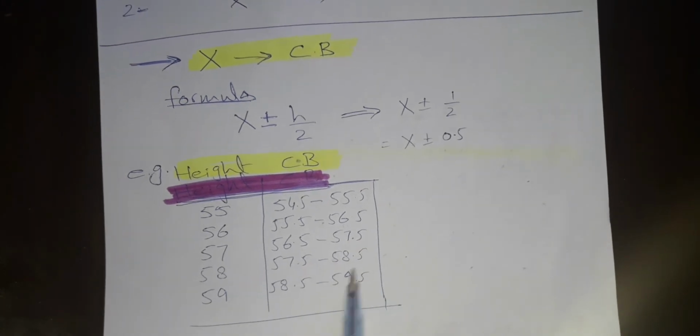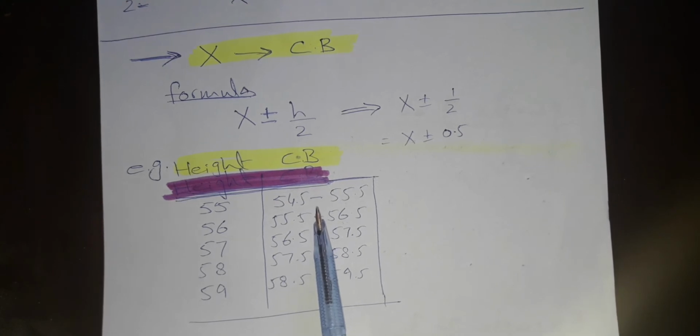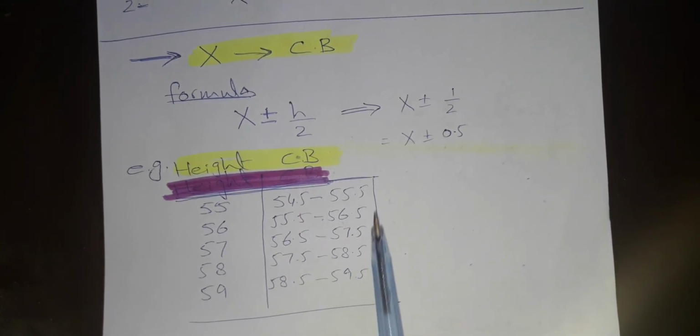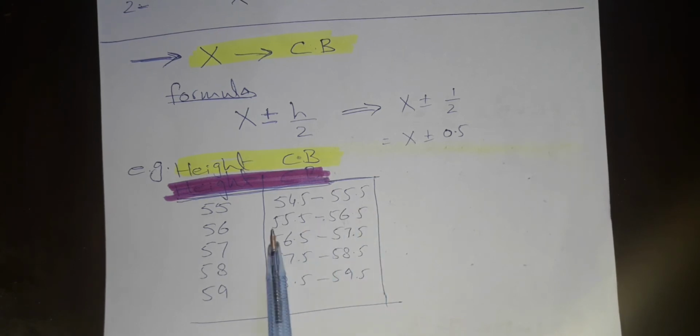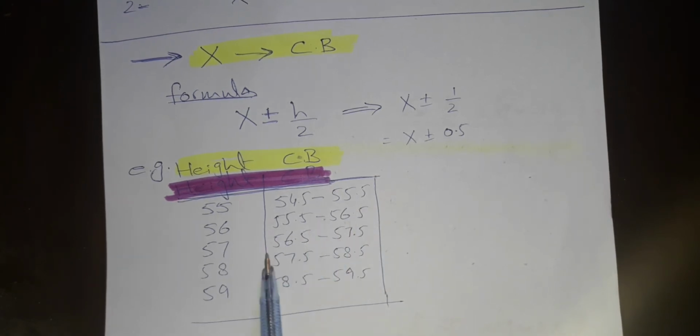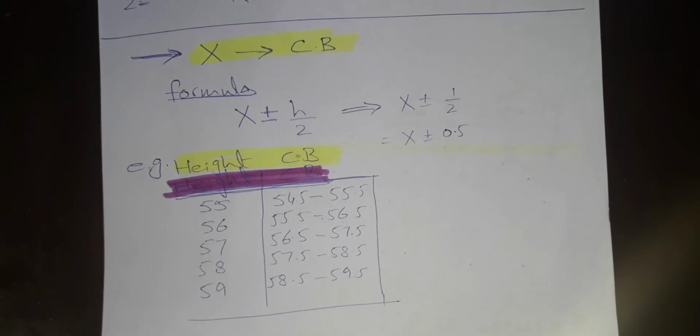In the same way, we have to make this class boundary column. And how can we tell that this is a class boundary column? In the class boundary column, the boundaries should be the same: 55.5, 55.5, 56.5, 56.5, 57.5, 57.5, like this.